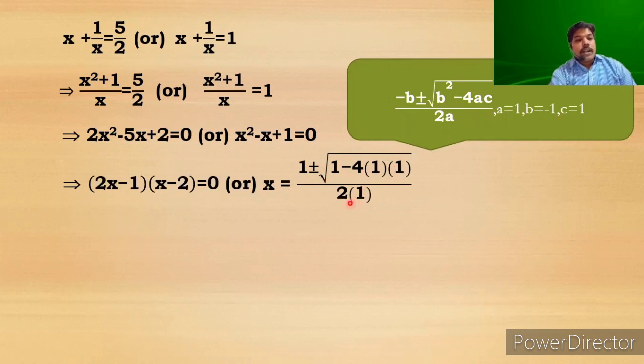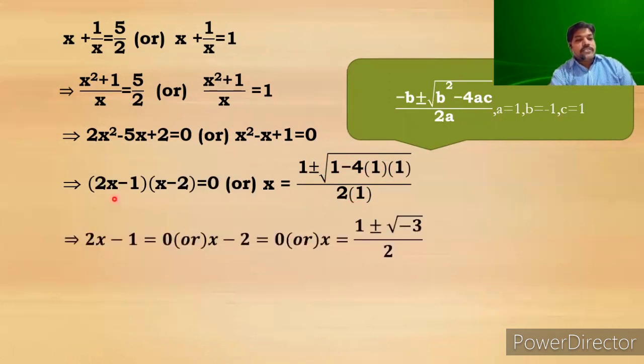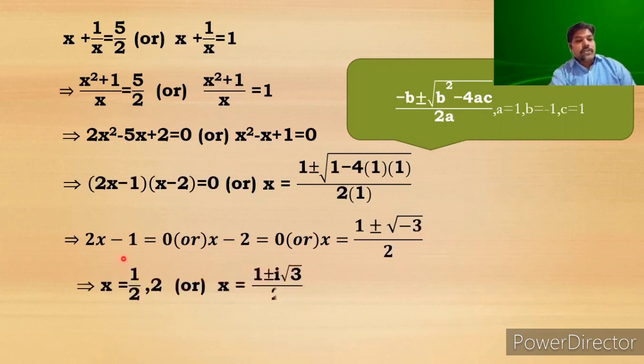So here, 2x minus 1 equal to 0 or x minus 2 is equal to 0, or x is equal to 1 plus or minus square root of 1 minus 4. 1 minus 4 is root of minus 3 by 2. So here x is equal to 1 by 2 or x is equal to 2 or x is equal to 1 plus or minus i root 3 by 2.